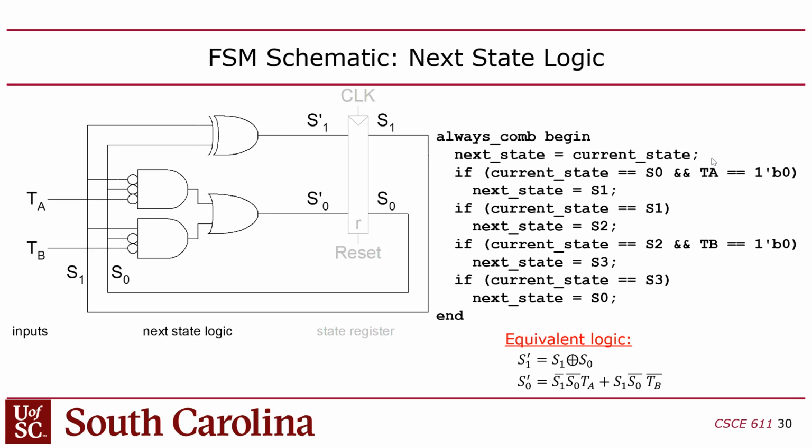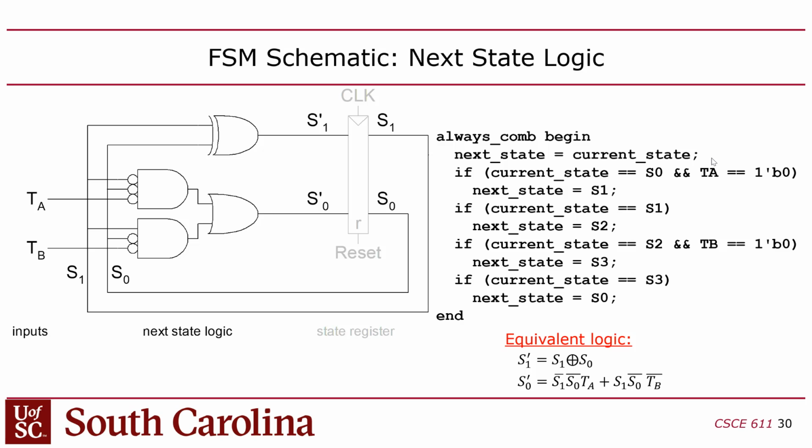And then you can build the next state logic as a separate always block, but it's an always combinational, and it just sets the next state as a function of the inputs. Does that make sense? So this is just making that truth table that I showed.